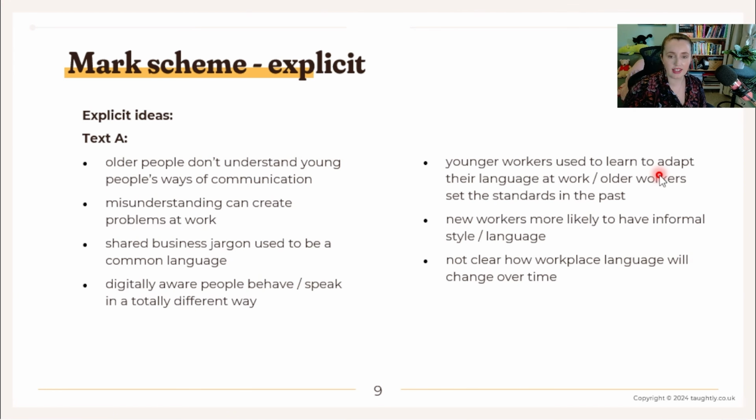Older workers set standards in the past. New workers are more likely to have informal language style. Not clear how workplace language will change over time. So these are things that are all explicitly, clearly stated in the text, something that we could highlight, right? It's not evaluation, this is just summary.